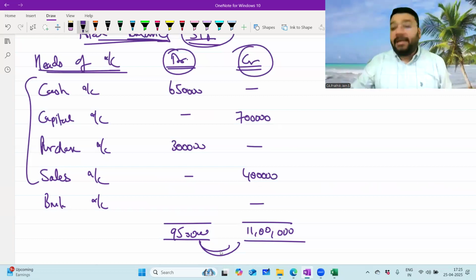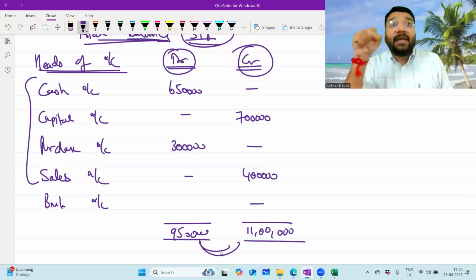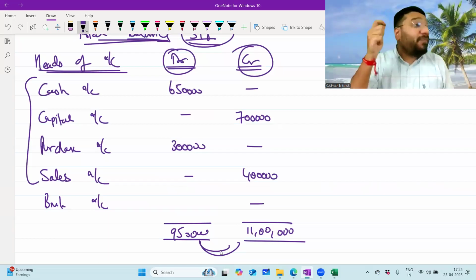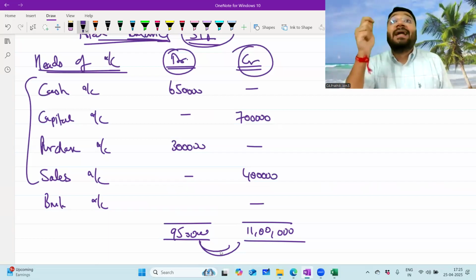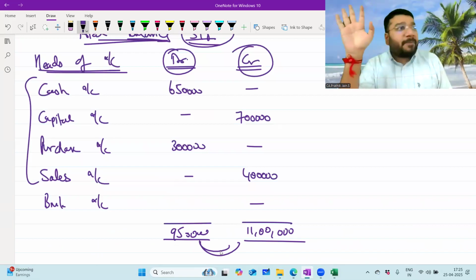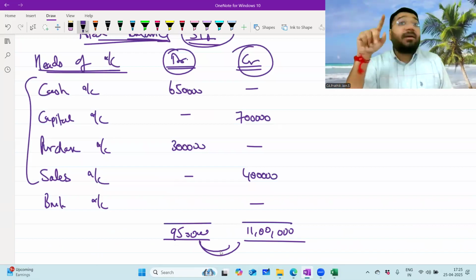Whenever you go for auditing in your articleship, the first thing you are supposed to do when you start with the financial statement is to check whether the trial balance is tallying or not. That is the first thing I did. Technically, I would not prepare the financial statement. That is the job of the client. The companies prepare the financial statement.